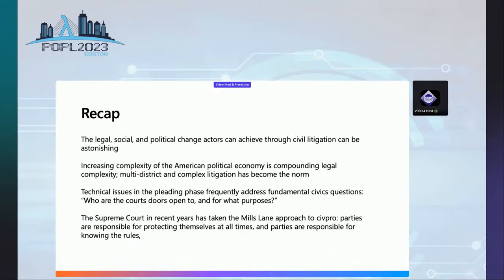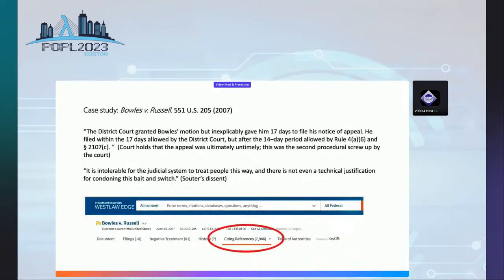And it's unfortunate because a lot of these things go to very basic questions, civics questions. Who are the doors of the federal courts open to and for what purposes? It would be nice if we had a much simpler answer to that. Just to go through a case study, the Supreme Court in recent years has taken the Mills Lane approach to civil procedure, which is protect yourself at all times, and you alone are responsible for knowing the rules when it comes to your case. So there's a case called Bowles v. Russell from 2007.